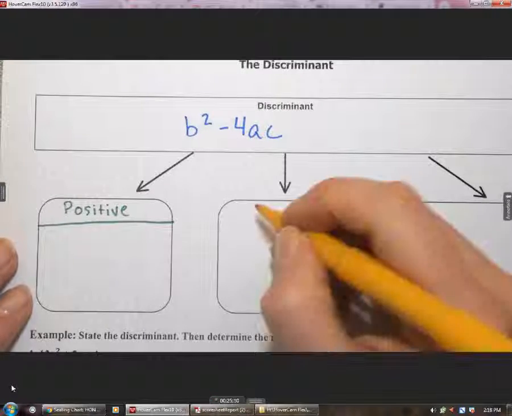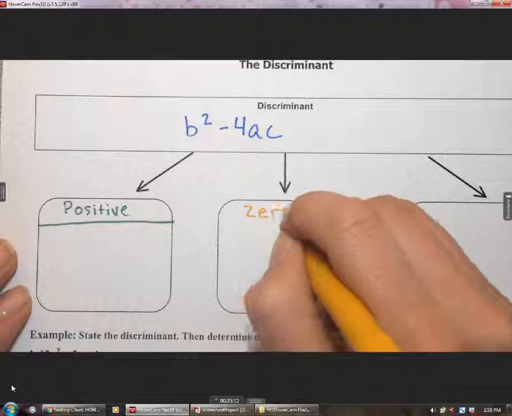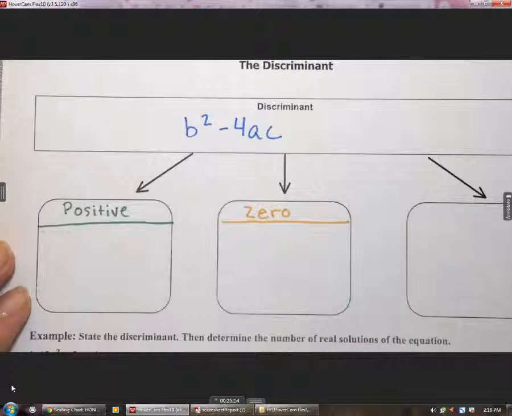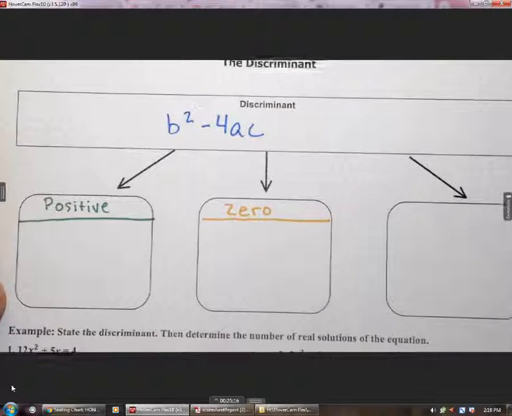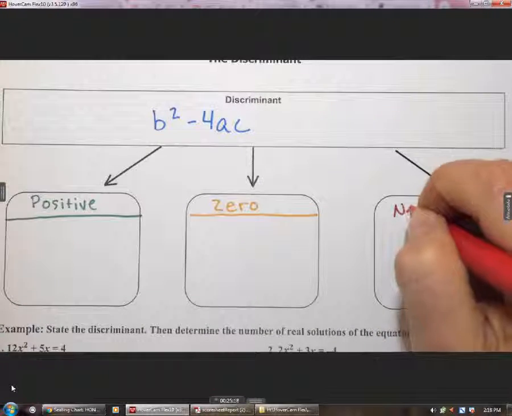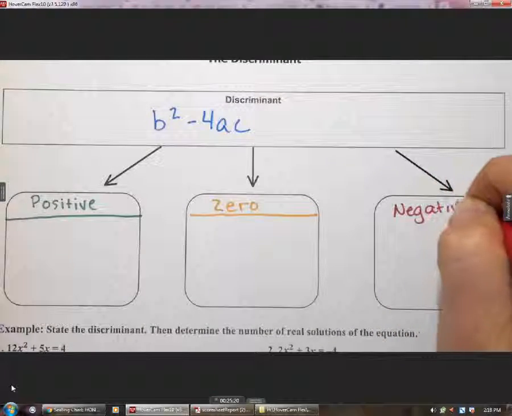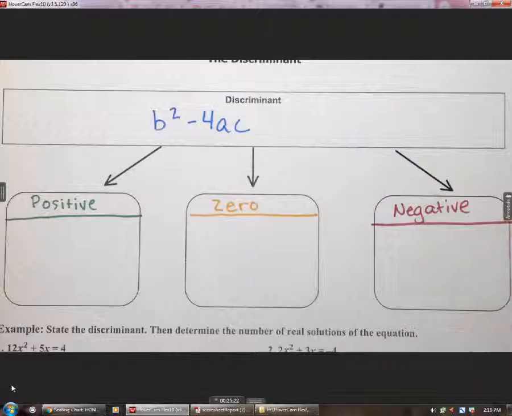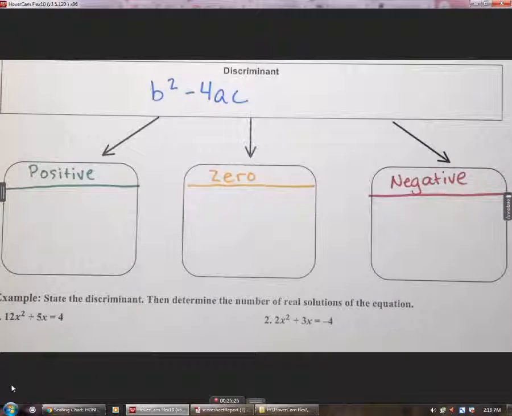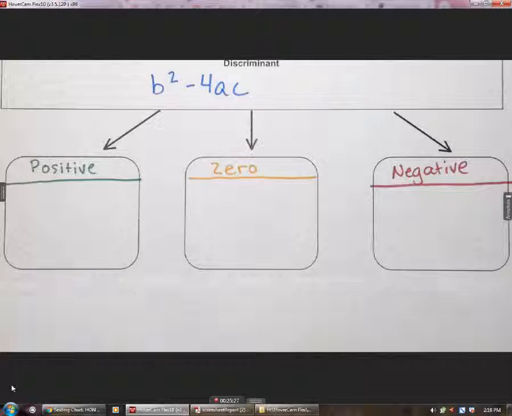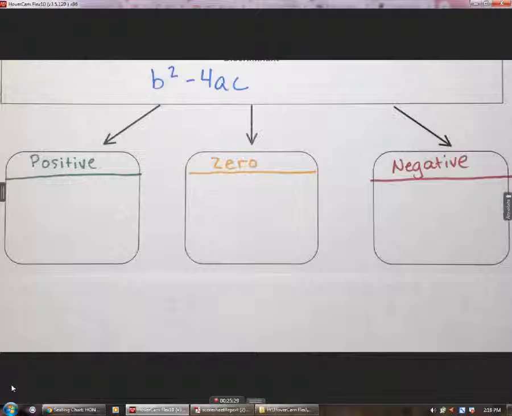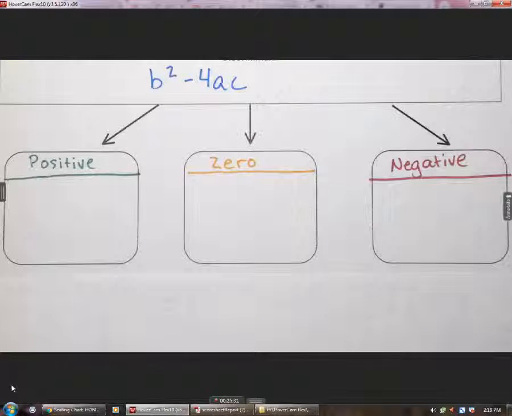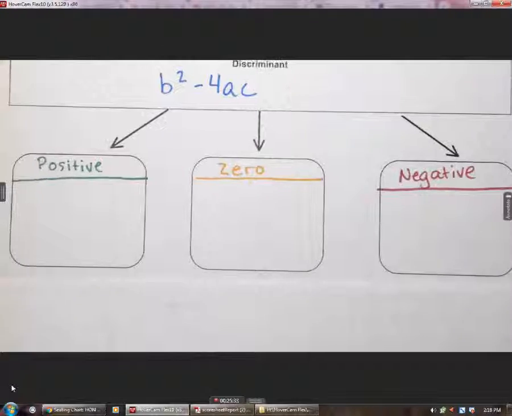There is a 0 outcome, or there's a negative. Positive, 0, or negative. We just did all of those on what I just showed you.